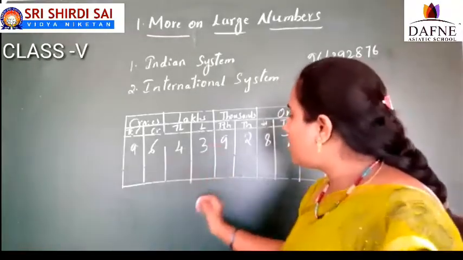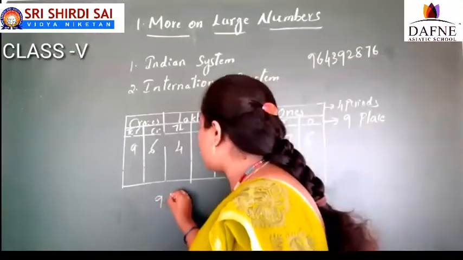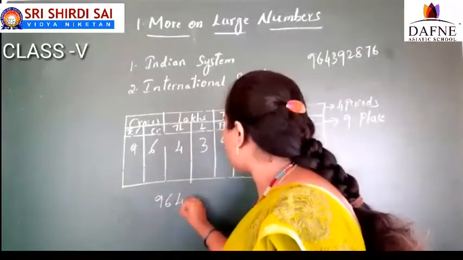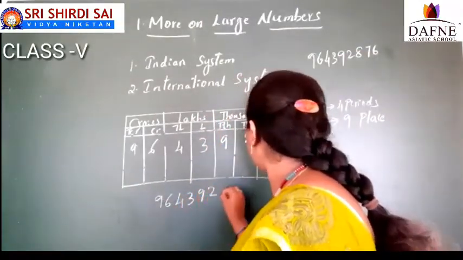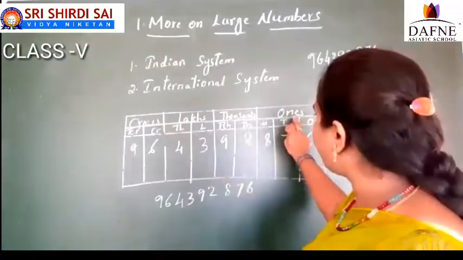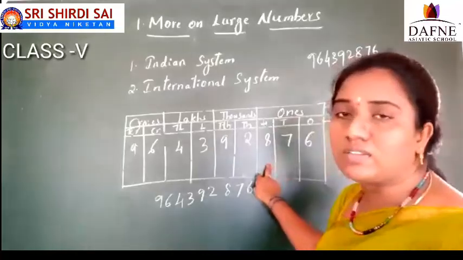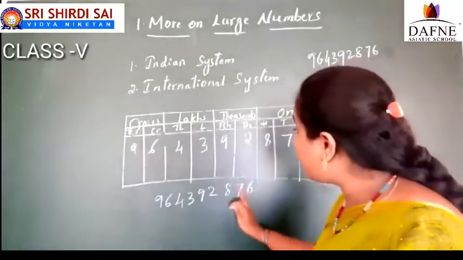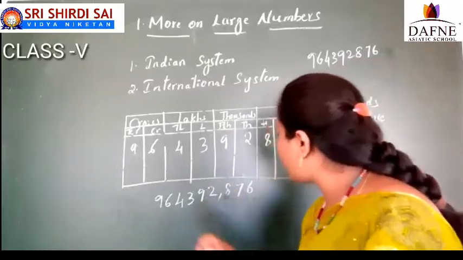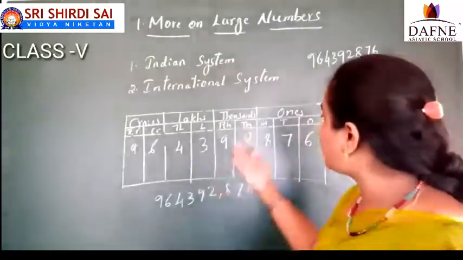Now, how to write the number? By using commas. How to place the commas here? See here, 96 crores 43 lakhs 92,876. The first period is divided into how many place values? 3 place values. So after 3 numbers we have to place the comma. 1, 2, 3. And the second period, what is the second period?